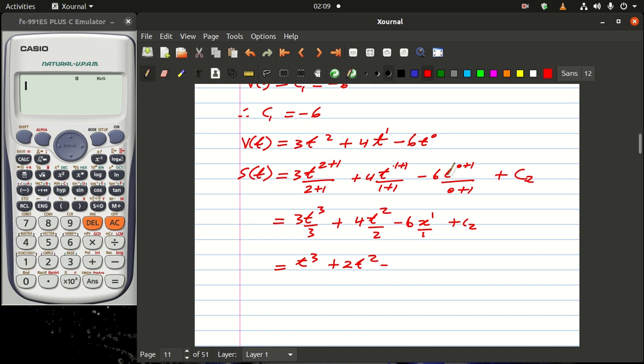This is supposed to be a t. So this one is supposed to be a 6t, and then you have a plus c2. That is actually the position time function.